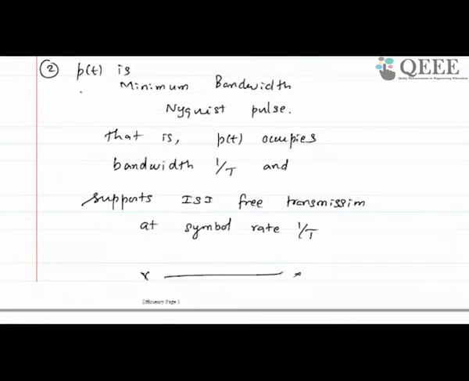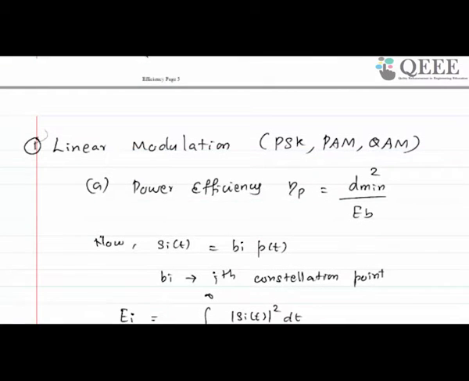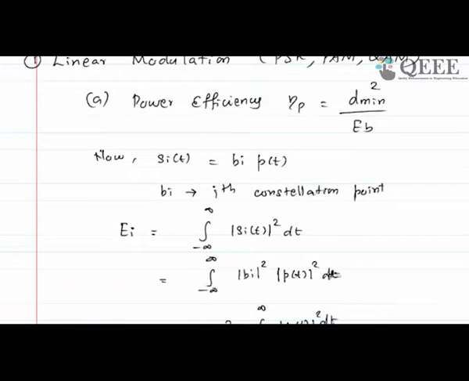So assuming that the pulse satisfies this, now we can compare the efficiency of PSK, PAM, QAM and also FSK. Compute the power efficiency. First, let us say d min square by EB. So let us say we compare that for our linear modulation.